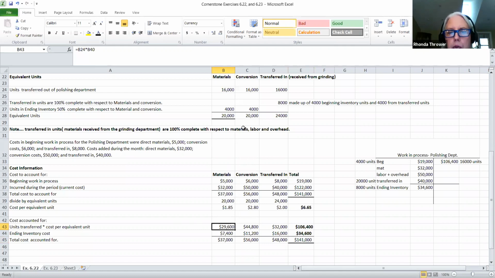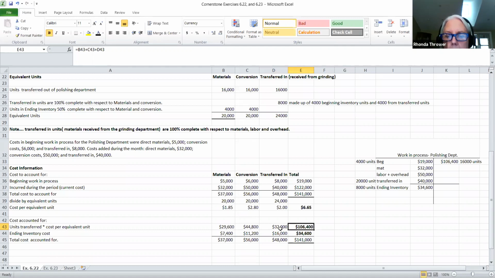Since we're talking about units transferred for conversion, 16,000 units times $2.80 will give you a total cost for conversion of transferred units of $44,800. For our transferred in cost, we had 16,000 units that we actually transferred out, but the transferred in cost per unit was $2. So you multiply 16,000 times $2, and that'll give you 32,000 of costs that were from what we had brought in from the previous period.